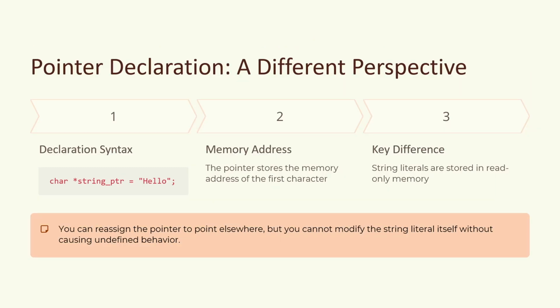Now we are going to see pointer declaration. In addition to arrays, strings in C can also be handled using character pointers. A character pointer stores the memory address of the first character of a string literal. For example, when a pointer points to the word hello, it actually references a fixed memory location where the string literal is stored. These string literals are usually stored in read-only memory by the compiler.